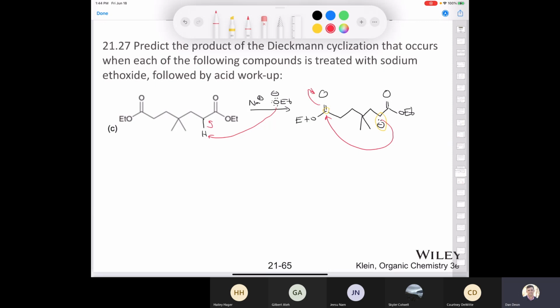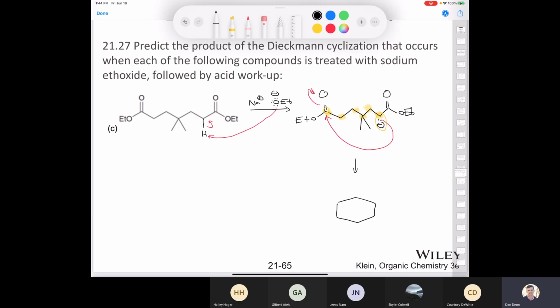So let's draw what that tetrahedral intermediate is going to look like. It's going to look like this. So how many carbons are in our ring? Look, we've got 1, 2, 3, 4, 5, 6. I did add an extra carbon, that's not right. 1, 2, 3, 4, 5, 6. So we have a 6-membered ring. So let's draw the 6-membered ring like this.